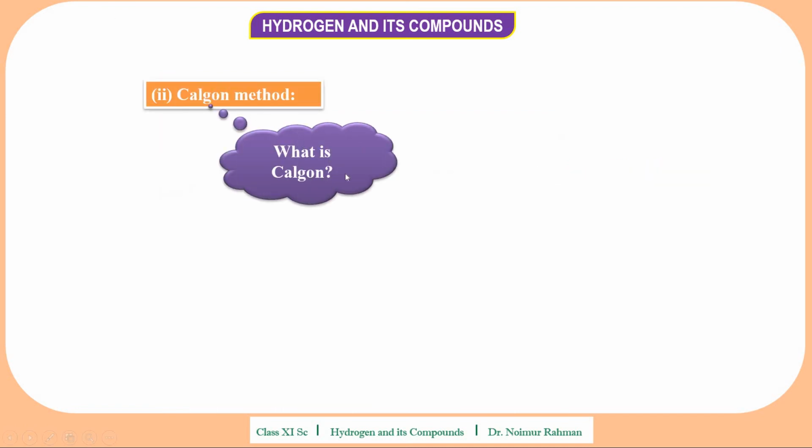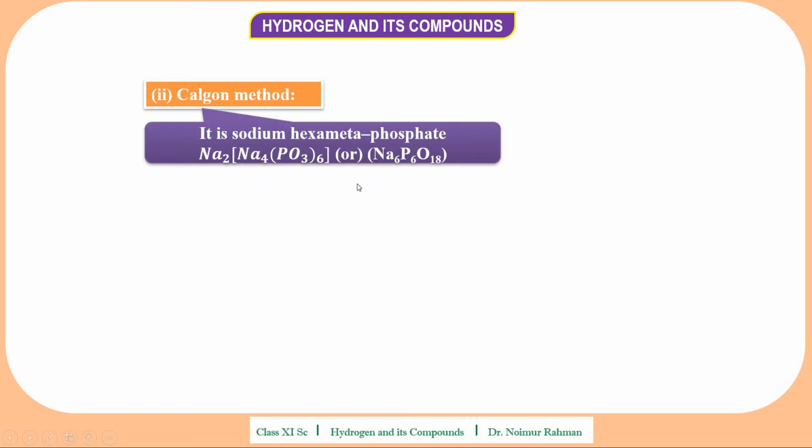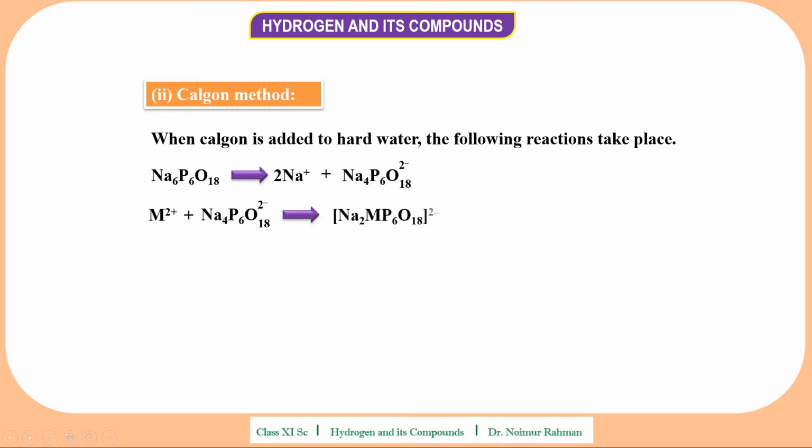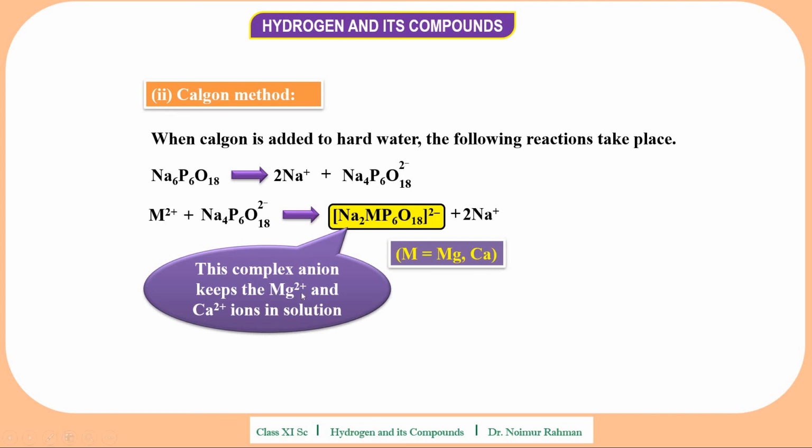The next method is the Calgon method. What is Calgon? Calgon is sodium hexametaphosphate. Please remember the formula. It is Na2[Na4(PO3)6], or in simple form, Na6P6O18. When Calgon is added to hard water, the following reactions occur. This complex anion keeps the magnesium and calcium ions in the solution.